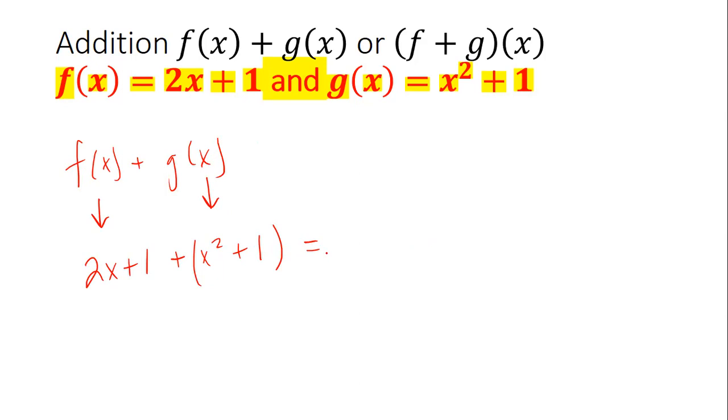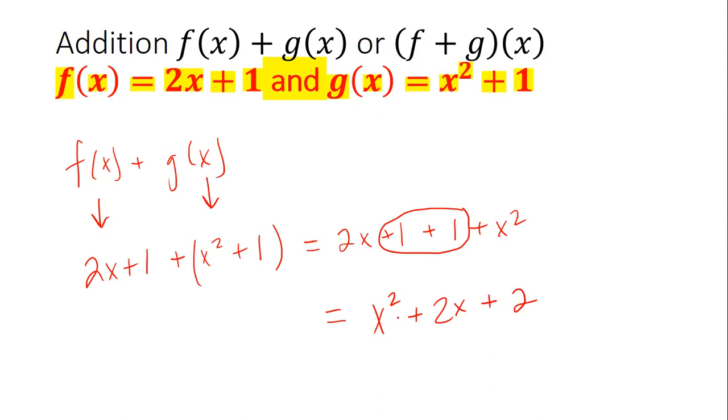Simplifying means to get rid of parentheses. So that leaves me with 2x plus 1 plus 1 plus x squared. Why did I do that? Just because I wanted to be able to circle my 1s in a minute. Why am I going to circle the 1s? They're like terms, so these are going to be combined. So my final sum is going to be x squared plus 2x plus 2.